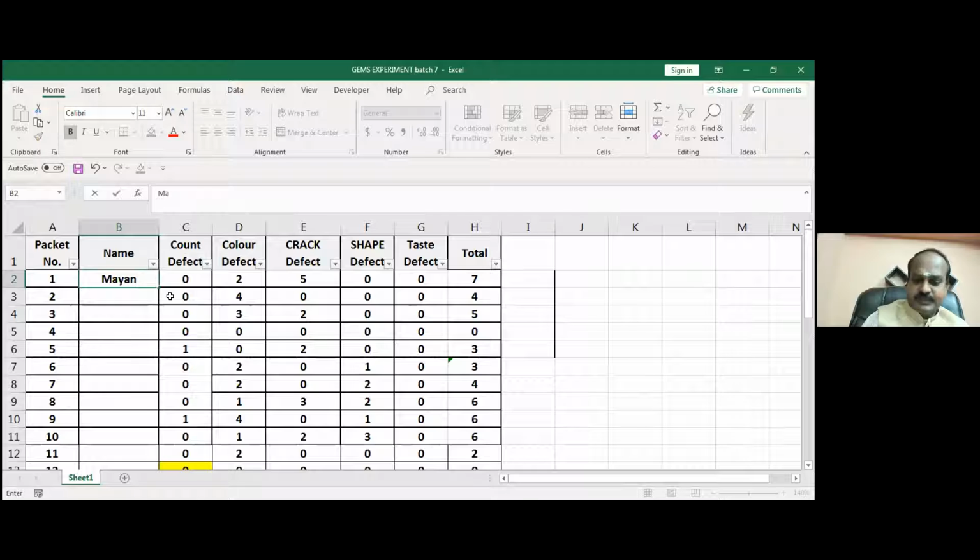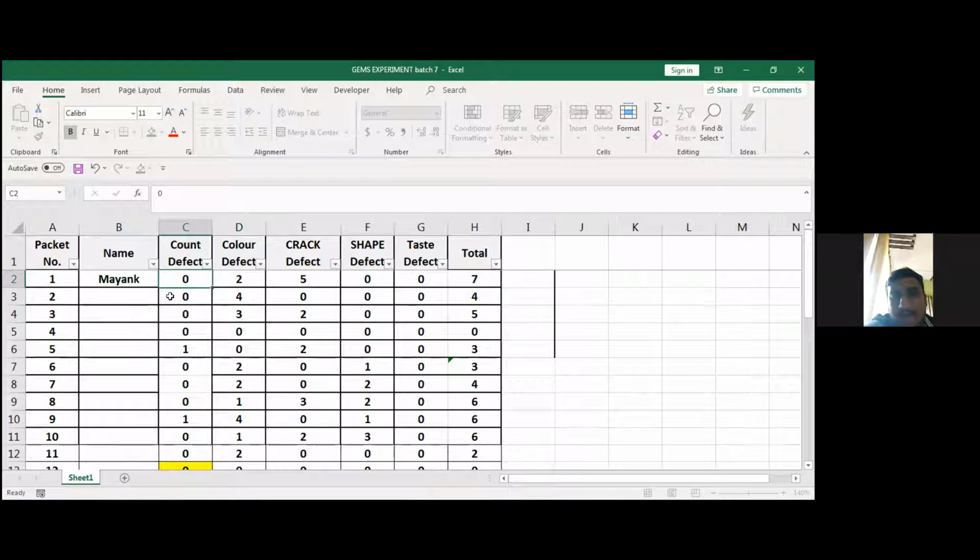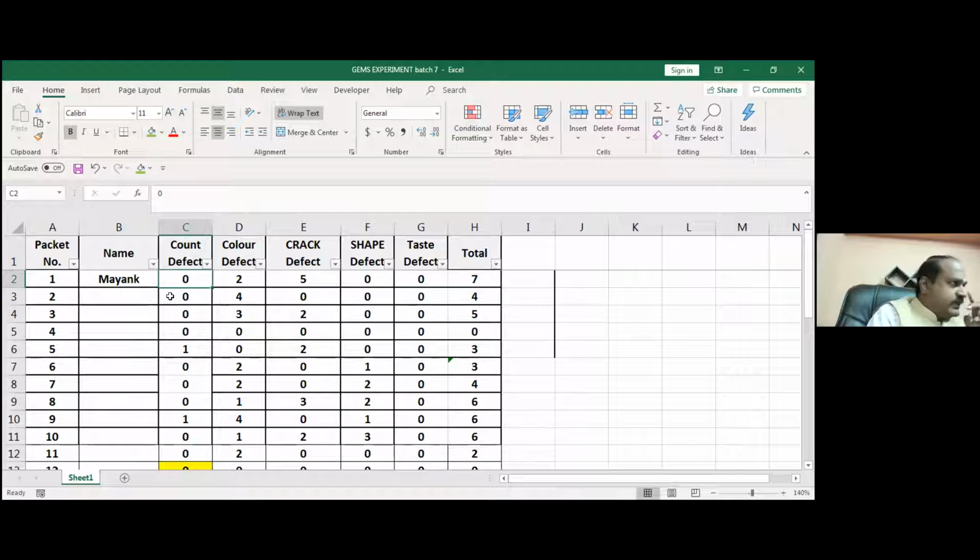Yes, Mayank. How many gems do you have? You count. If you have 10 out of 10, then no defect, I will put 0 here. But any difference will be noted here. If you have 12, then the count defect is 2.